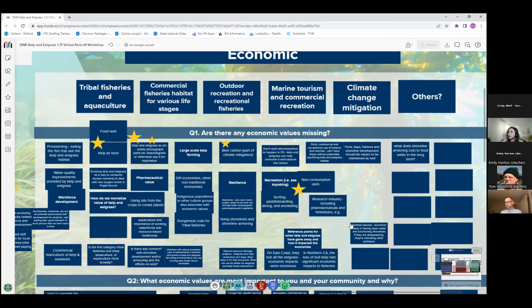Food security. Okay, yeah, we could add that to the food web option too. So food security. Yeah, that's good to include that there. I think our workforce development post-it might have disappeared somehow. So we'll create a new one for that.